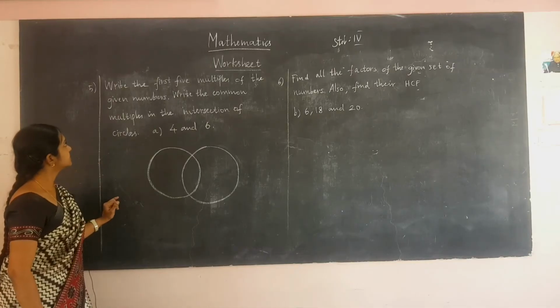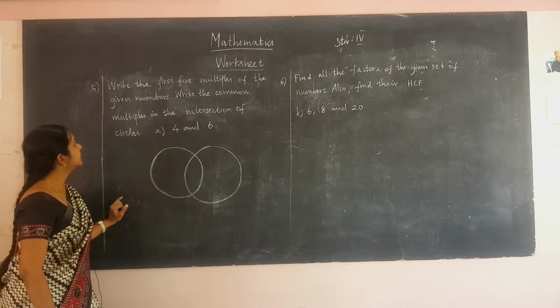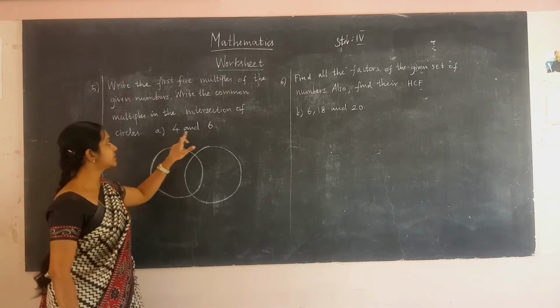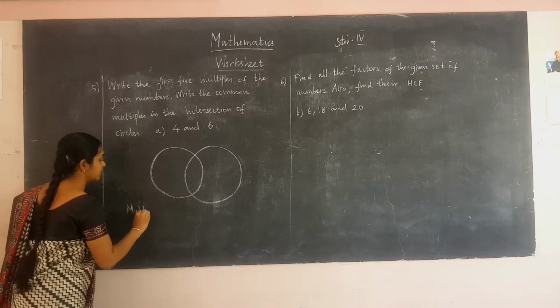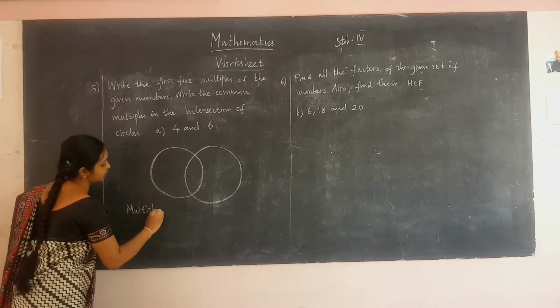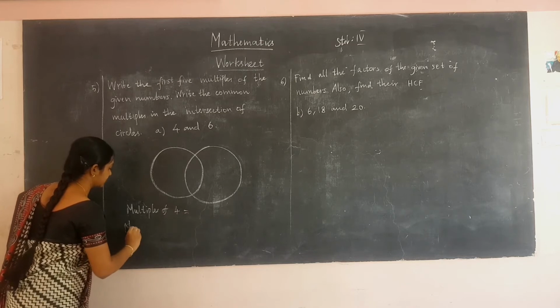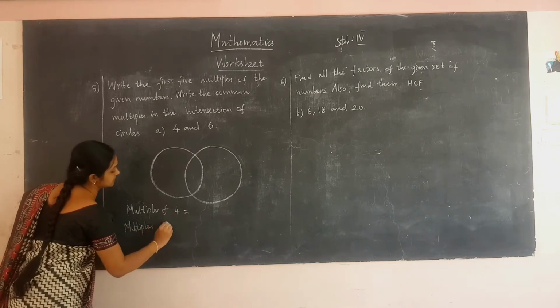The fifth question is write the first 5 multiples of the given numbers. Write the common multiples in the intersection of the circles. The given numbers are 4 and 6. So write the first 5 multiples of 4 and write first 5 multiples of 6.